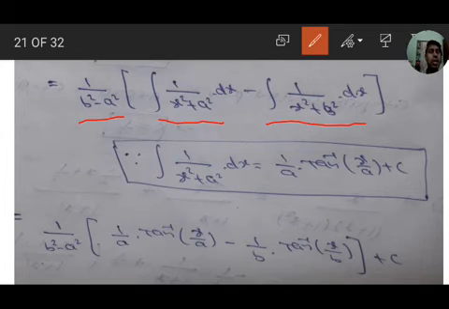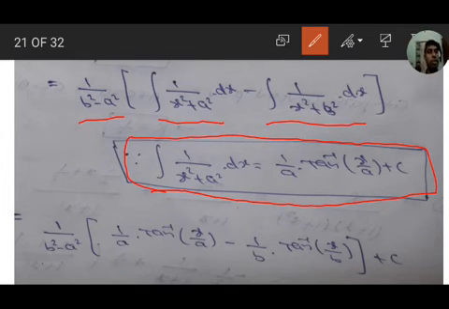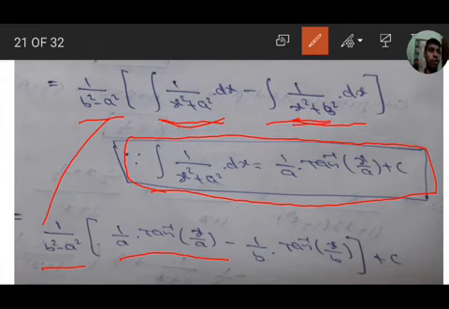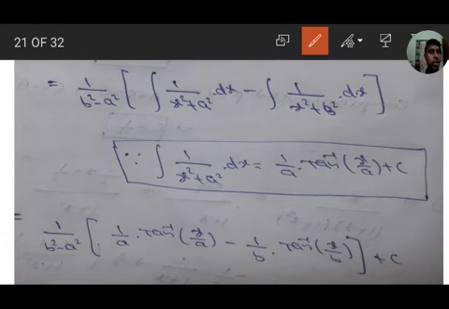It is the last step, and we have the formula: integration of 1/(x²+a²) dx equals (1/a) tan⁻¹(x/a) + c. So 1/(b²−a²) stays as it is. This gives 1/a tan⁻¹(x/a). Here, instead of a we have b, so 1/b tan⁻¹(x/b) + c. Therefore the final answer is 1/(b²−a²) × [(1/a) tan⁻¹(x/a) − (1/b) tan⁻¹(x/b)] + c. Okay, this is the answer.